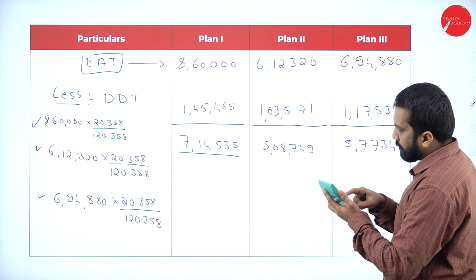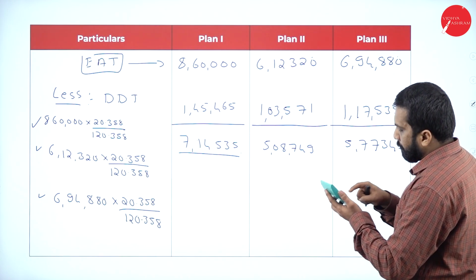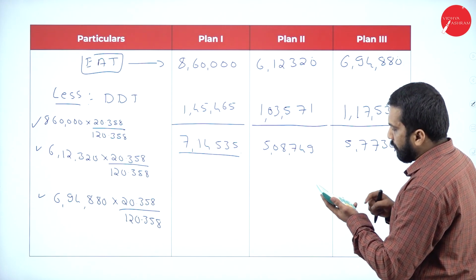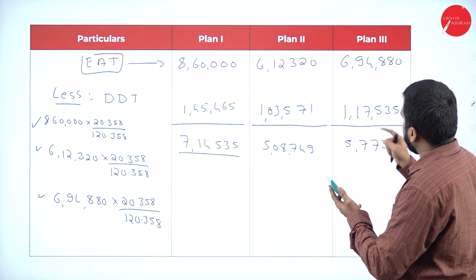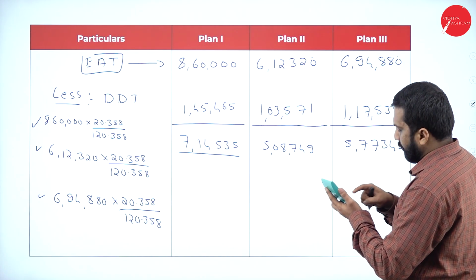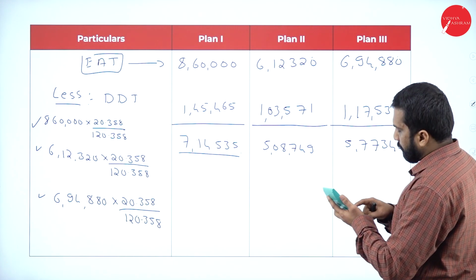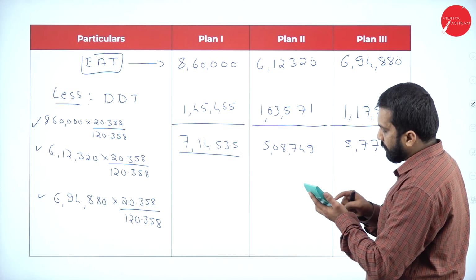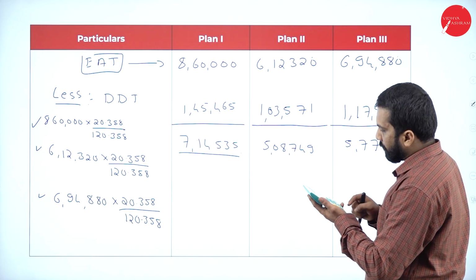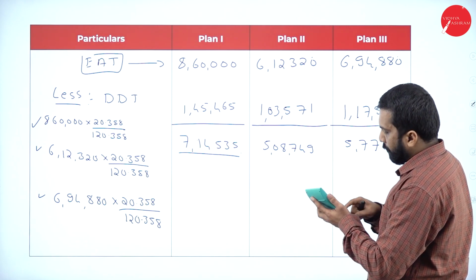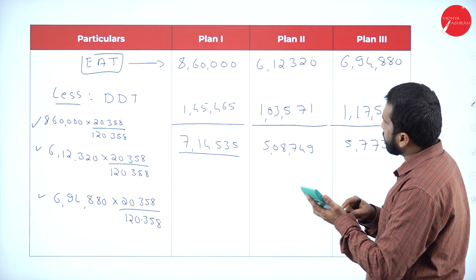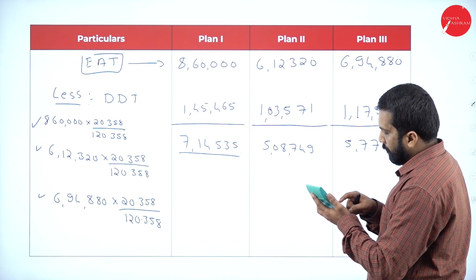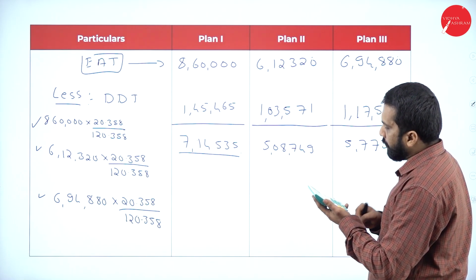And the third one, 6,94,880 multiplied with 20.358 divided by 120.358. And the third one is also correct. Minus 6,94,880, 5,77,345 proper. 6,12,320 minus 103,571. So 508,749. It is proper. 8,60,000 minus 145,465. Yes, this one also.